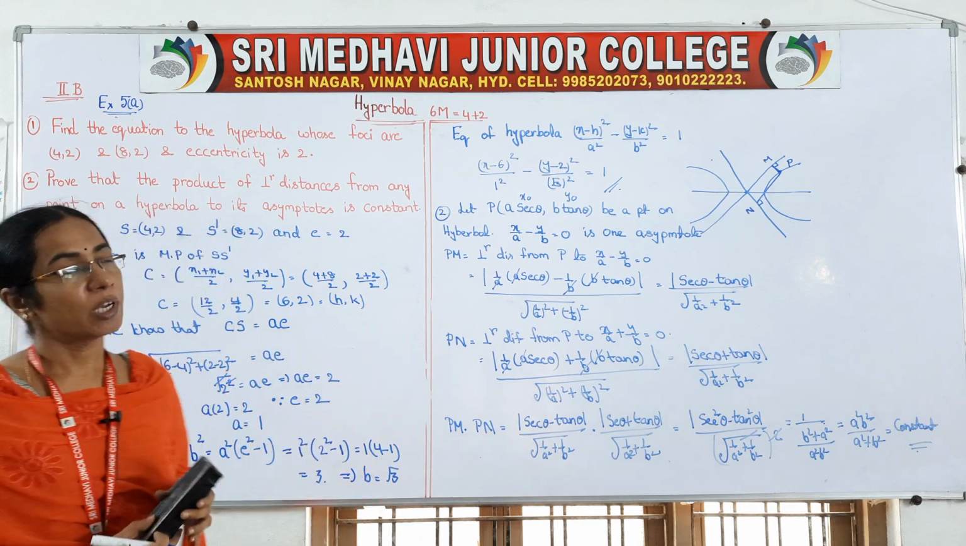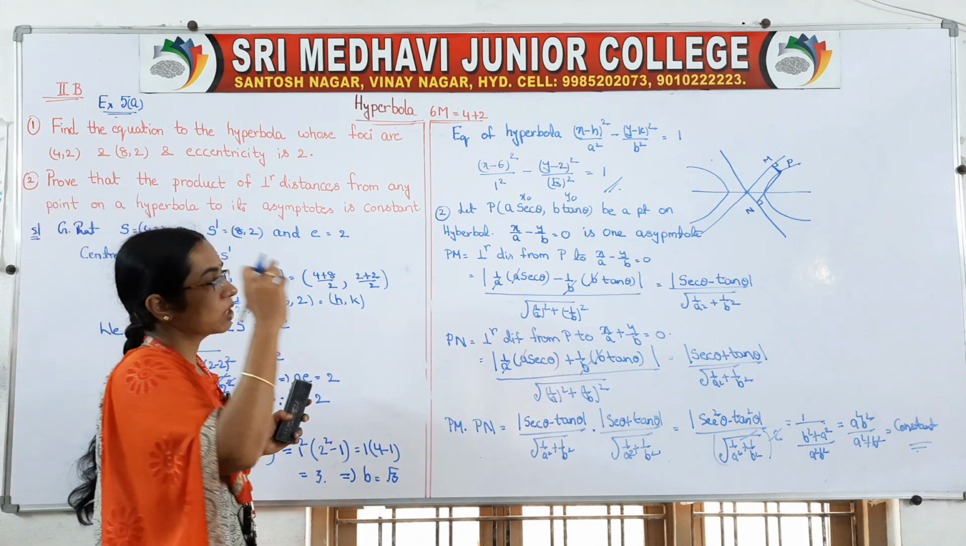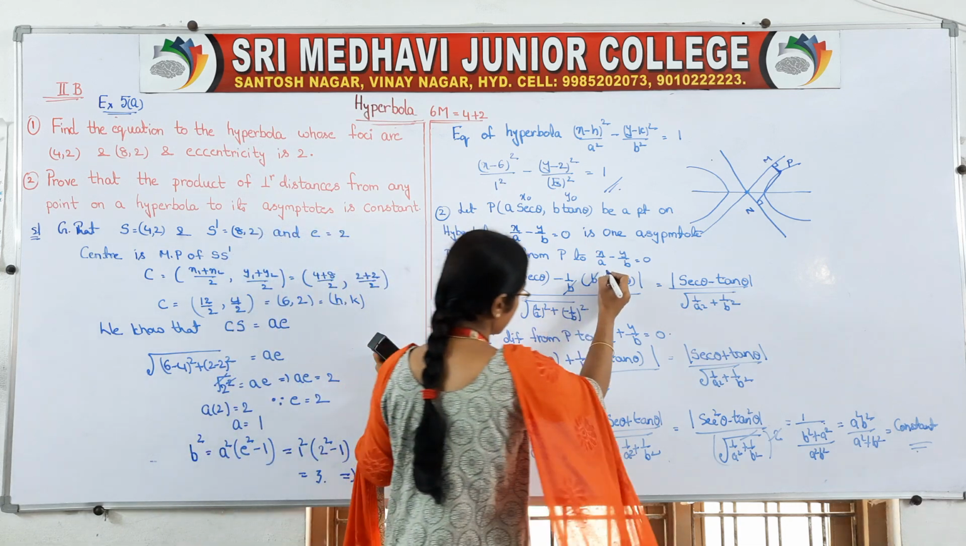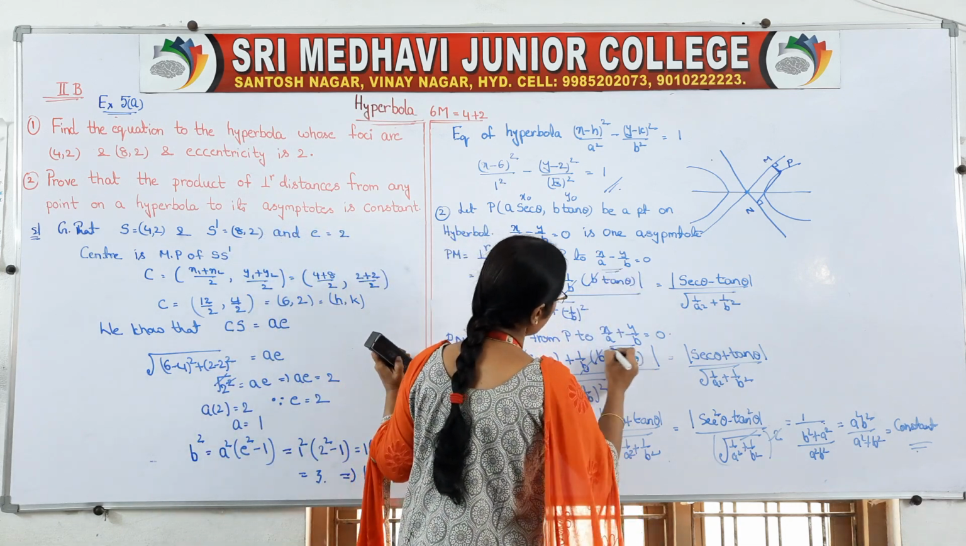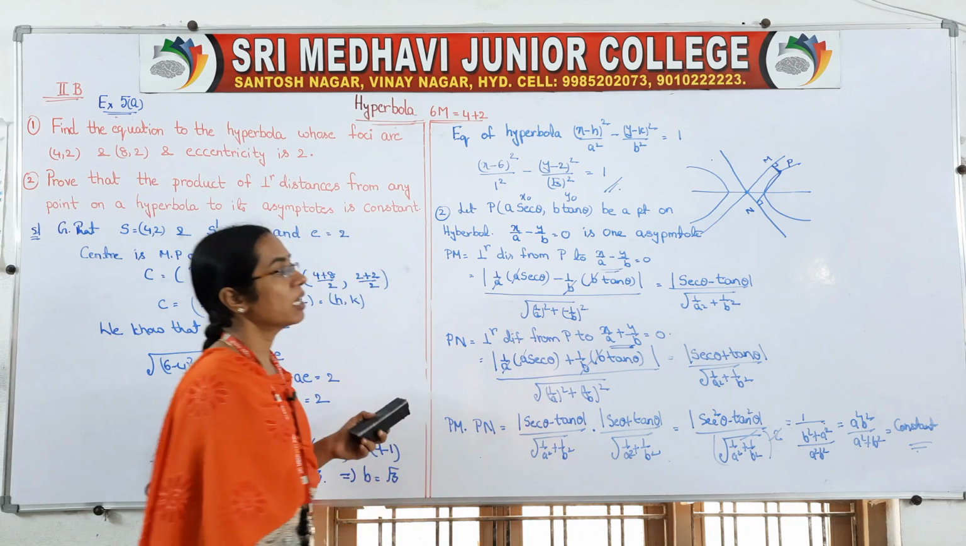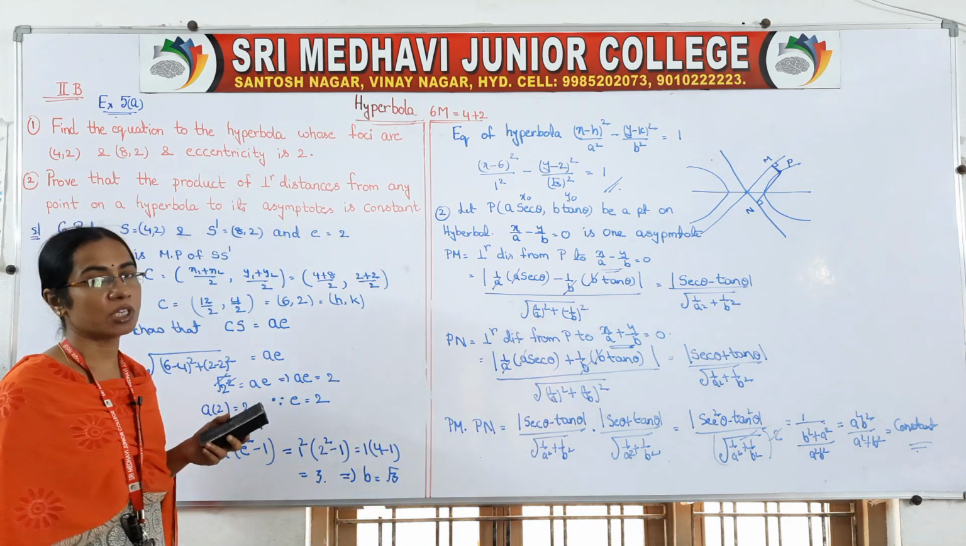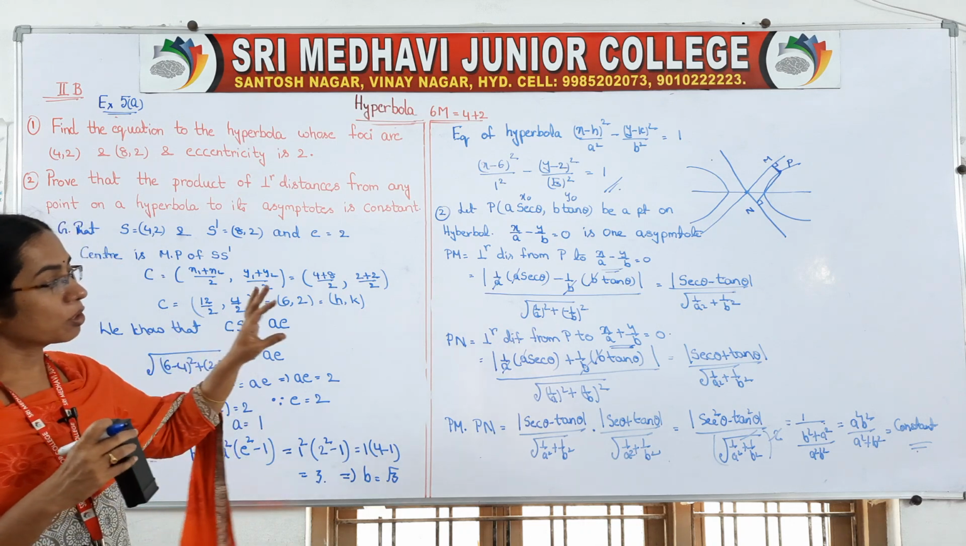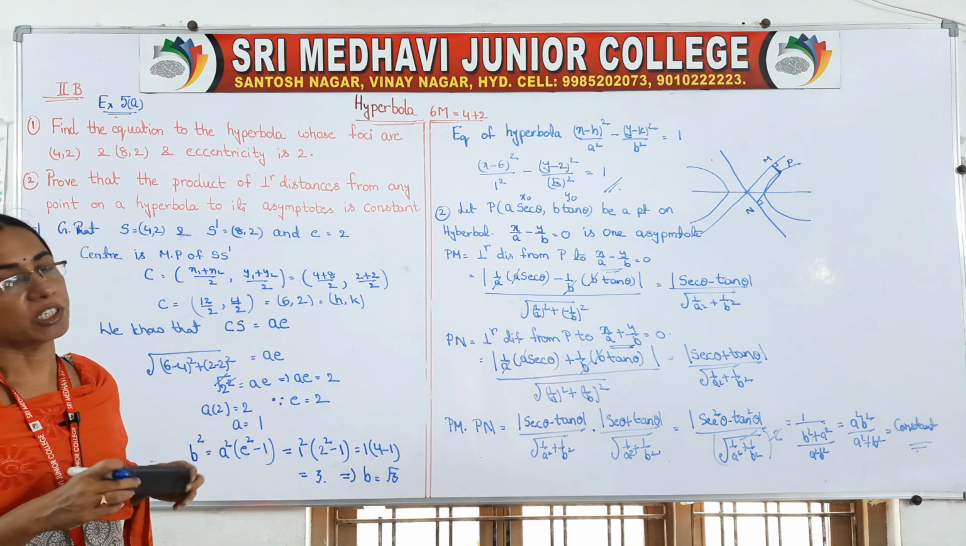Hence proved. Okay, so asymptote equations are nothing but two line equations. These are called asymptotes of the hyperbola. x by a minus y by b is equal to 0 and x by a plus y by b is equal to 0 are the two asymptote equations.